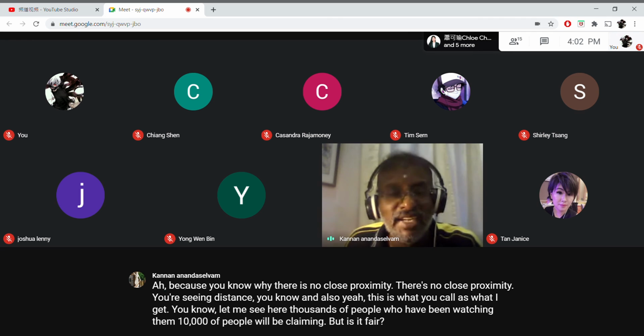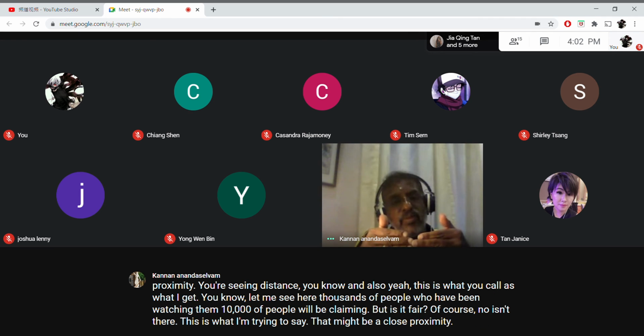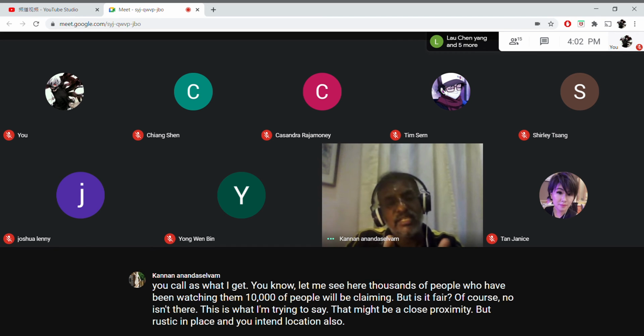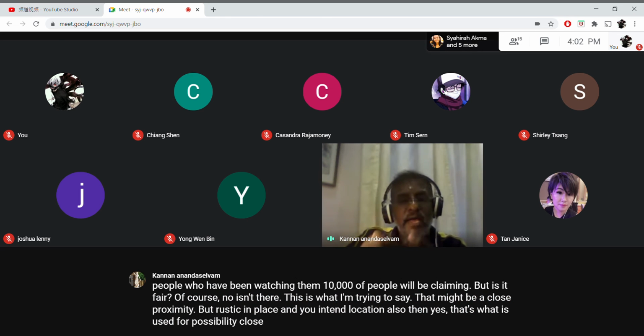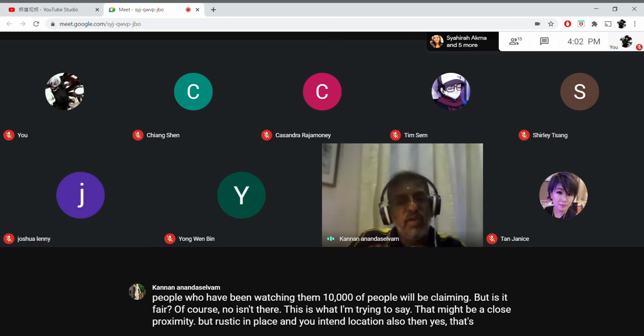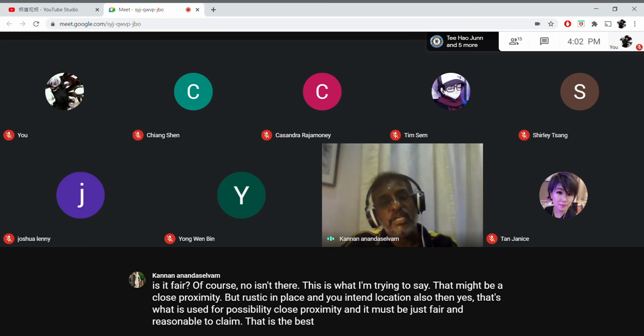Of course, no, isn't there? This is what I'm trying to say. There must be a close proximity where the loss took place and you are in that location also. Then yes, that's why they use the possibility, close proximity, and it must be just, fair, and reasonable to claim. That is the test they used in the Caparo Industries versus Dickman case.